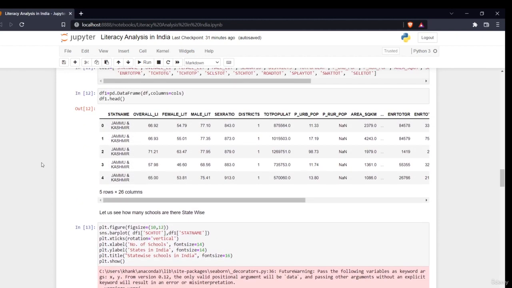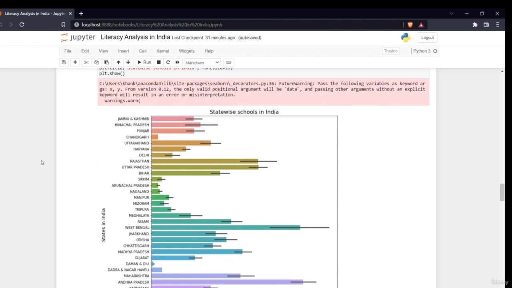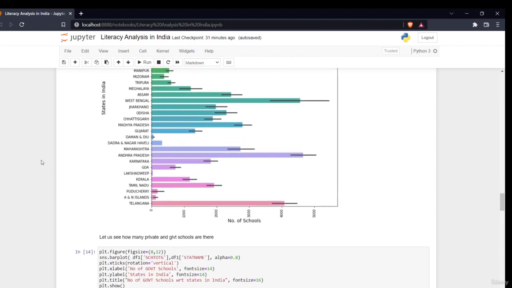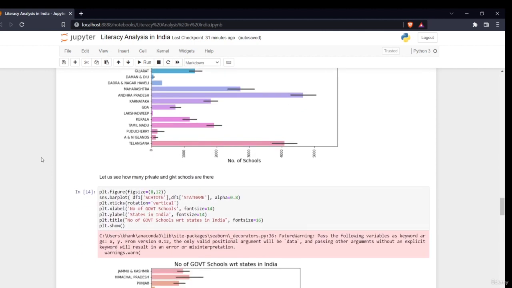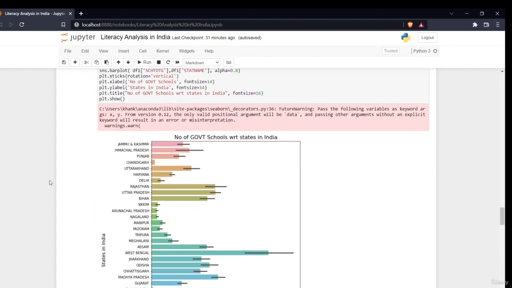Now in the next section we'll be seeing the literacy rate and the male-female ratio, how many females are going to school, how many males are going to school, things like that. So let's proceed to the next section.